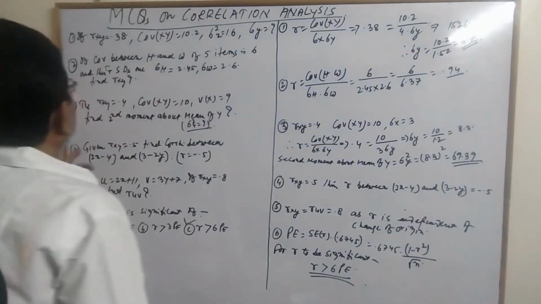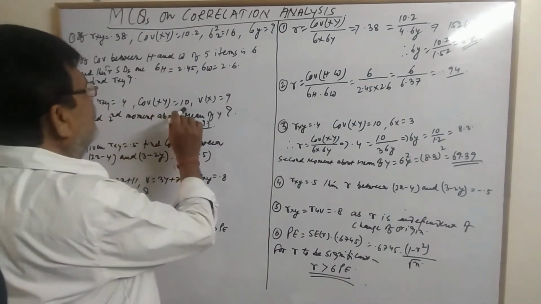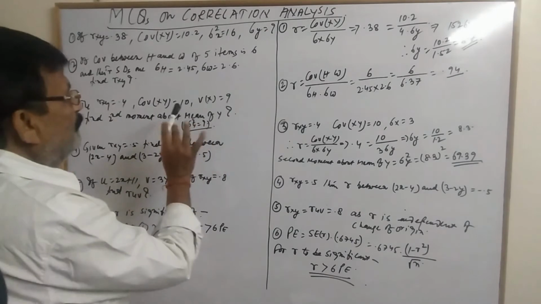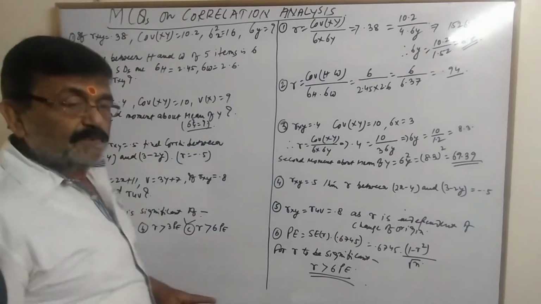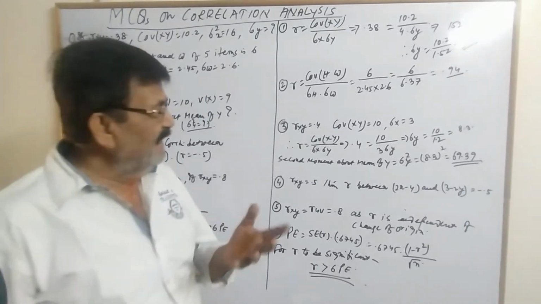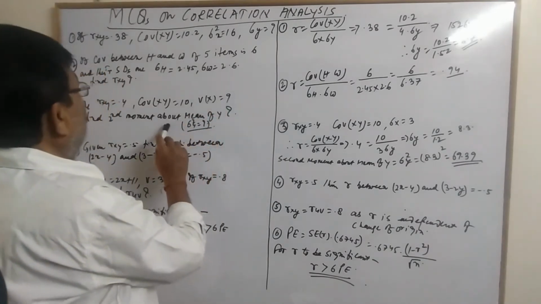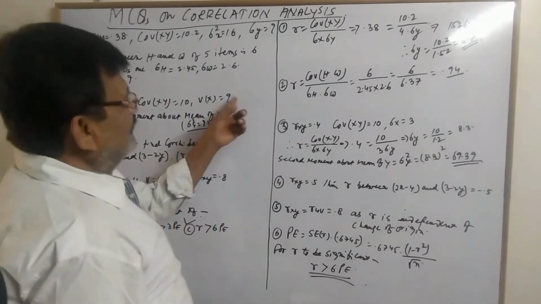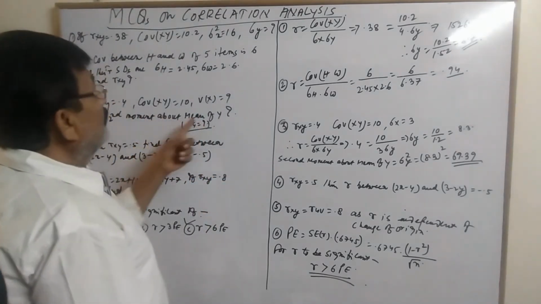Number 3: if Rxy is 0.4, covariance xy is 10, and variance of x is 9, then find the second moment about mean. One thing has to be understood right here: the second moment about mean happens to be the variance. So here we have to calculate the variance of y. From our formula, we shall get the standard deviation of y, and by squaring it, we shall get the second moment about mean of y.